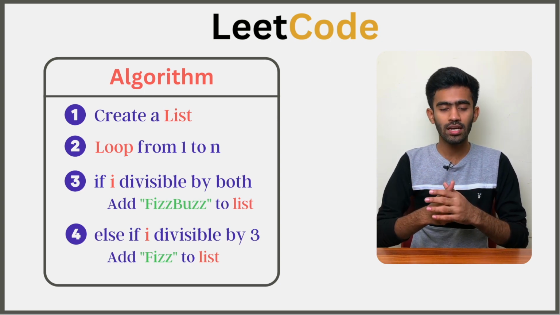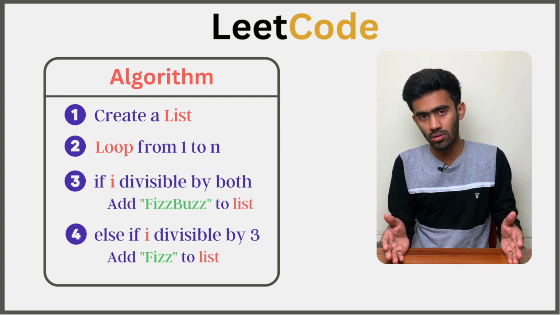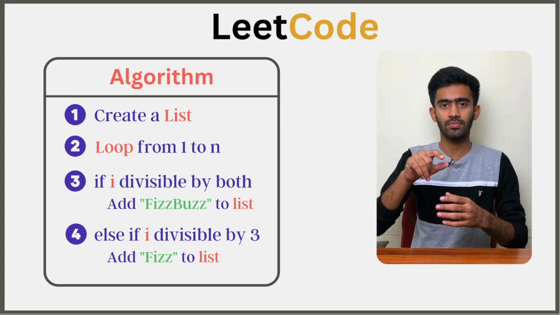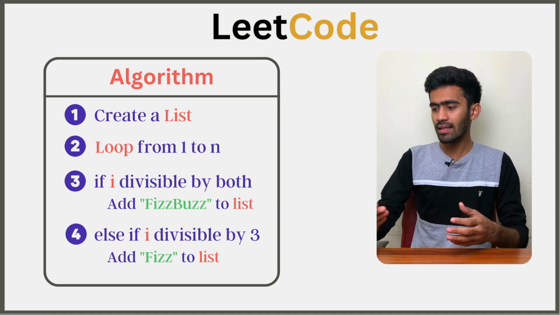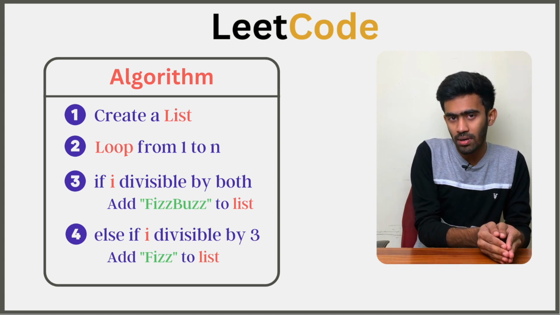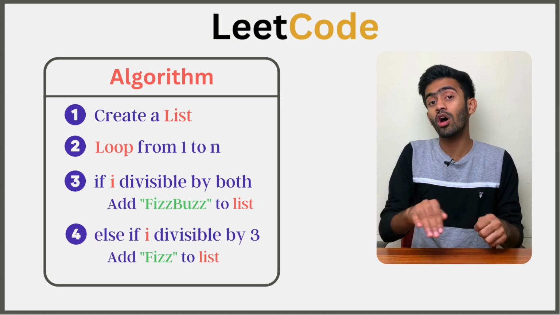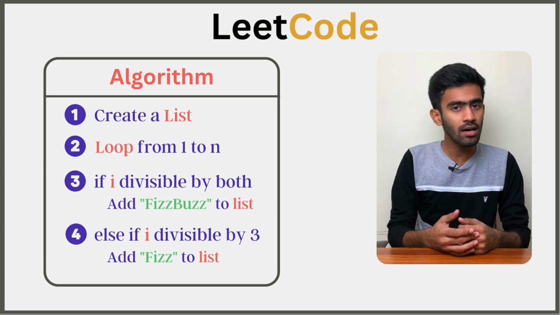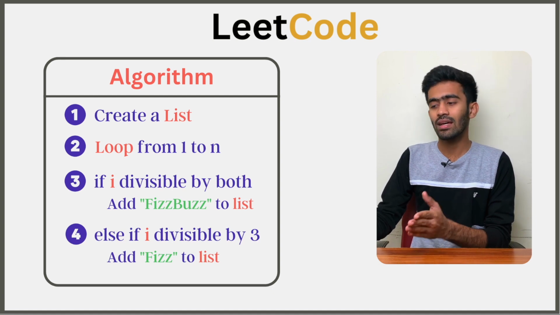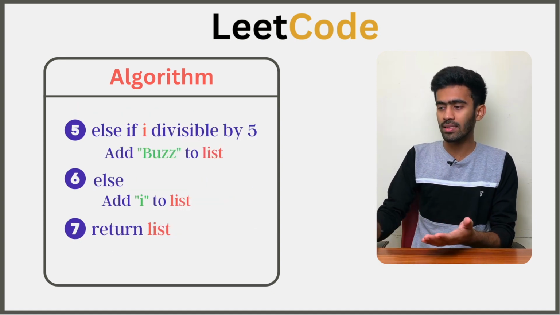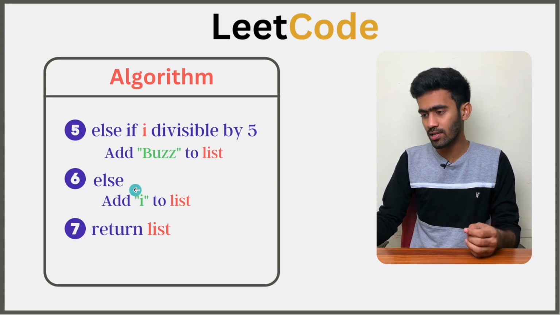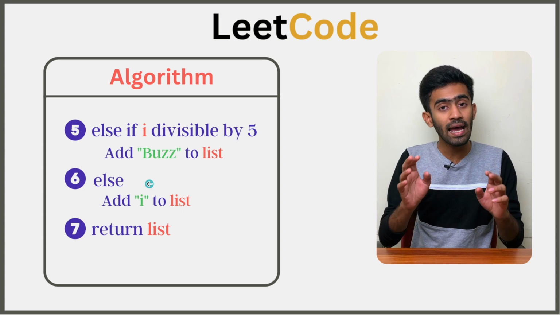The third step is to check whether i is divisible by both. If it is divisible by both, add the value FizzBuzz to the list. That is the list that we created. In the next else if clause, we check if the given number i is divisible by 3 but not by 5. That comes under the fourth step, and in that case we would add Fizz to the list. Similarly, if it is divisible by 5 but not by 3, we would add the word Buzz to the list. If it is not divisible by both 3 and 5, we'll come to the else clause. In that case, we'll add the number i itself to the list.